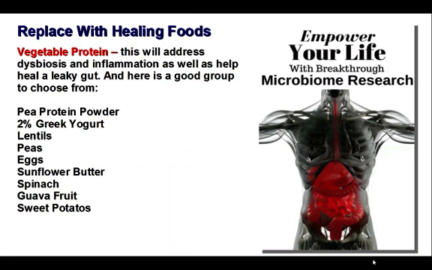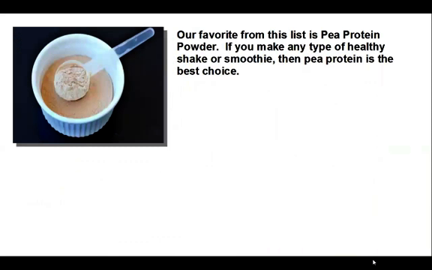And here is a good group to choose from. Pea protein powder, 2% Greek yogurt, lentils, peas, eggs, sunflower butter, spinach, guava fruit, sweet potatoes. Our favorite from this list is pea protein powder. If you make any type of healthy shake or smoothie, then pea protein is the best choice.